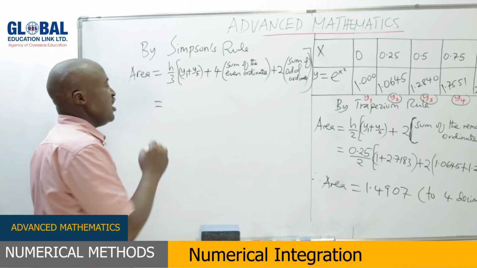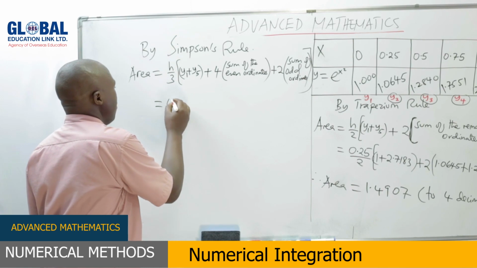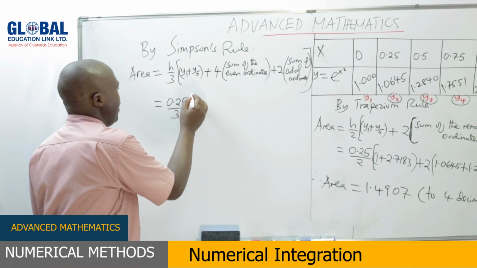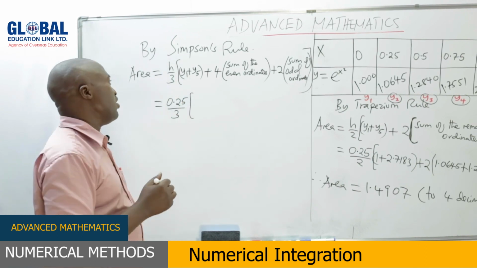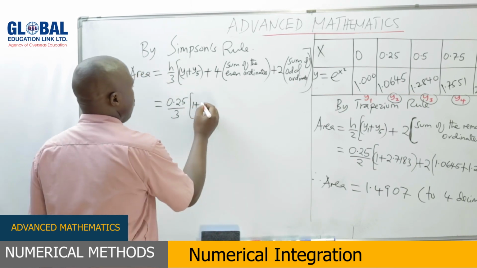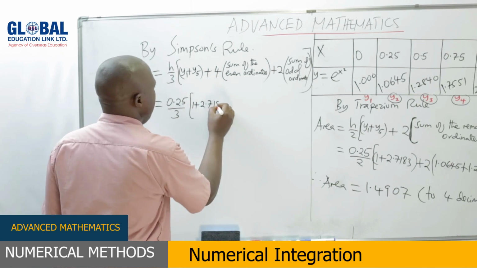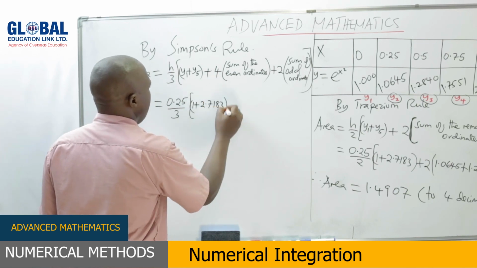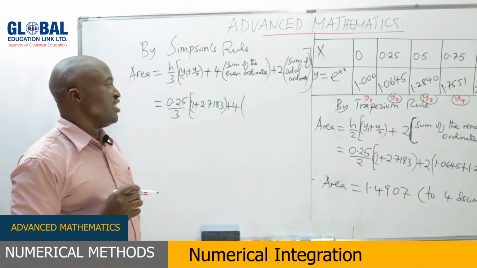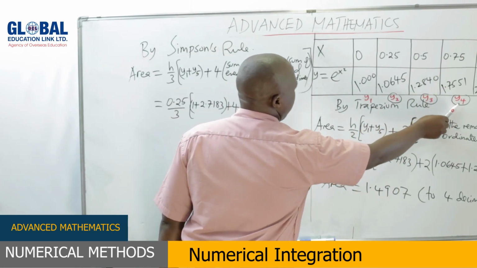So remember the value of h is equal to 0.25. So we have 0.25 over 3. Take the first ordinate and the last ordinate. We have 1 plus the last ordinate is 2.7183, then plus 4. Now starting with even ordinates. What are the even ordinates? We have y2 and y4.